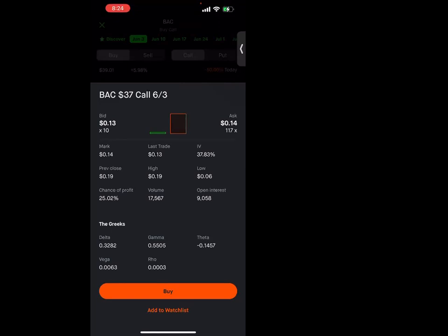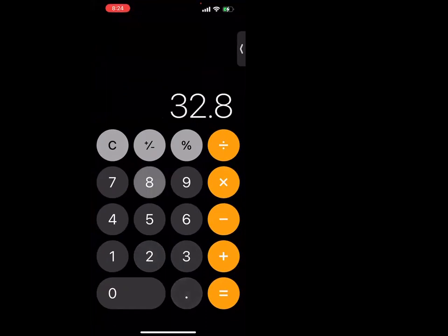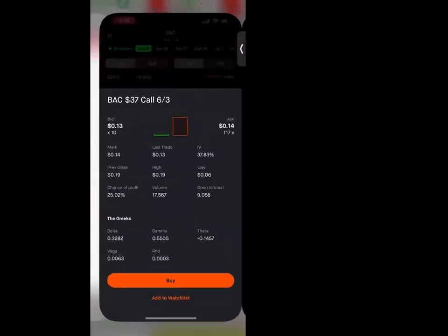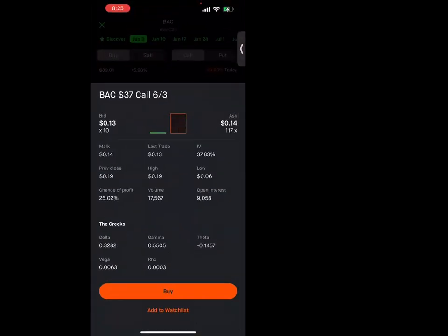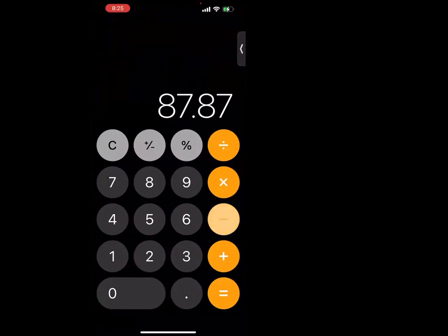So let's go ahead and pull out our calculator. 32.82 plus 55.02. I like those numbers. 87.87, right? So you have the possibility of making $87.87. If you chose to swing this, the way you're supposed to do it is automatically subtract $14.57. So you really have the possibility of making $73.33, right?